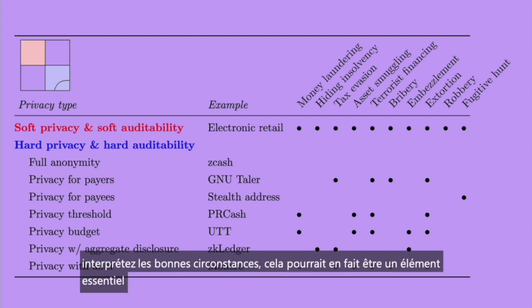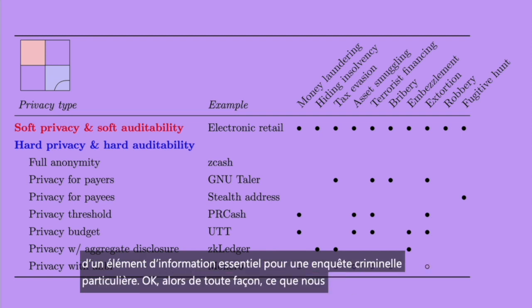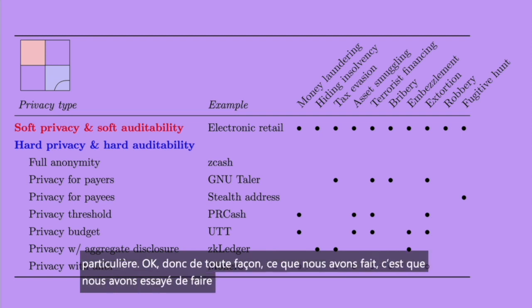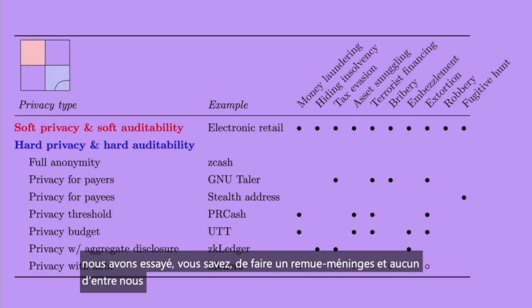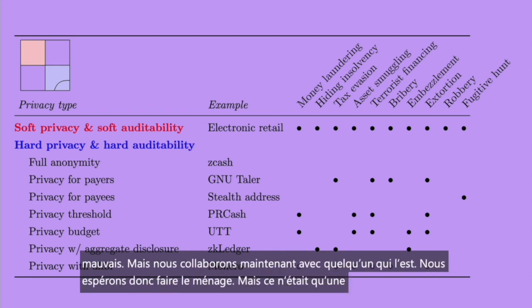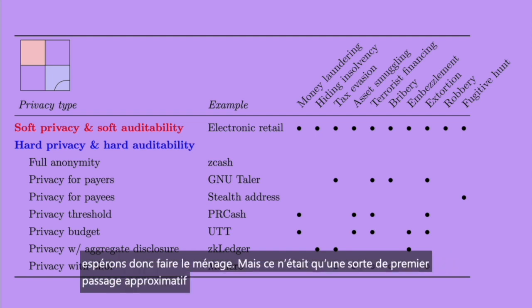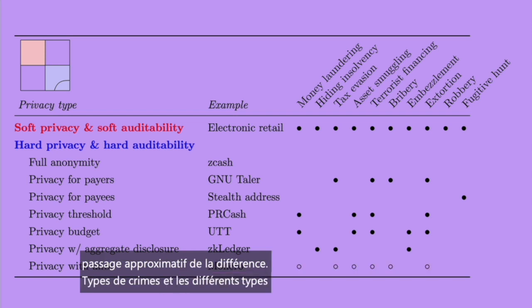So anyways, what we did is we tried to brainstorm, and none of us are criminologists or anything like that. So this was bad, but we're now collaborating with someone who is. So we're hoping to clean this up. But this was just a rough first pass of the different kinds of crimes and the different kinds of rules and whether the rule actually does something useful for this particular crime.